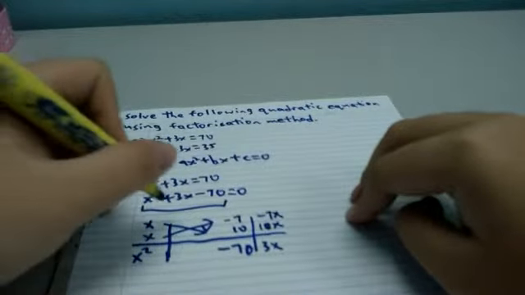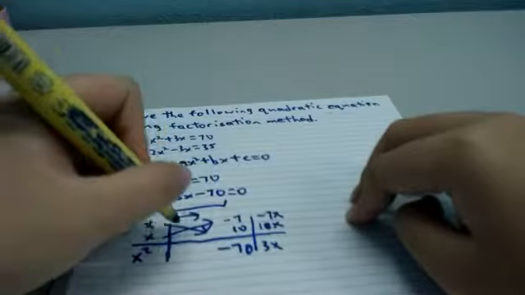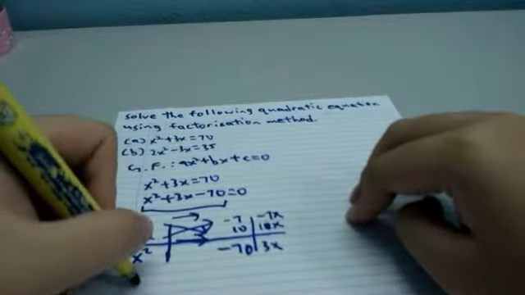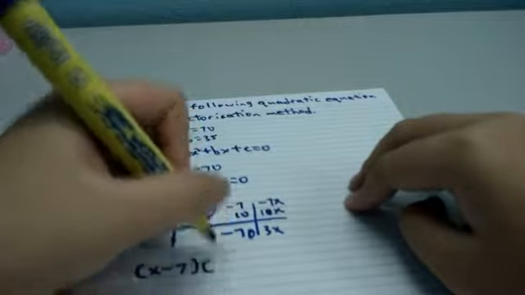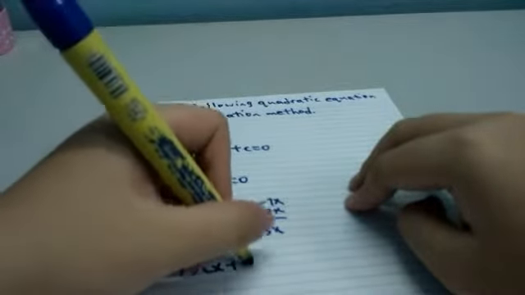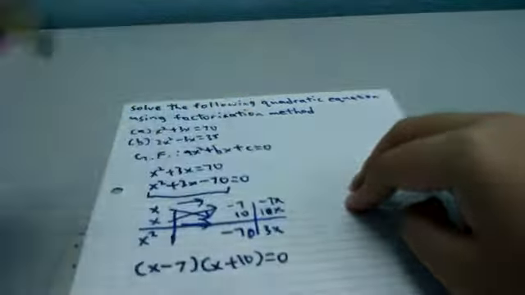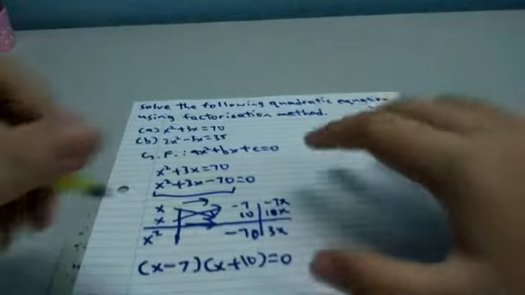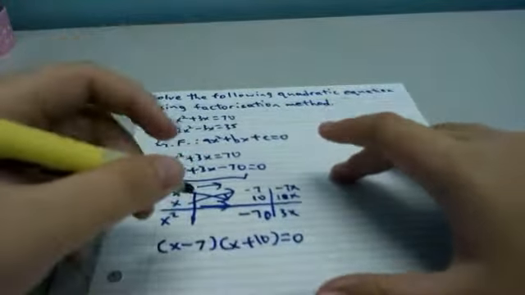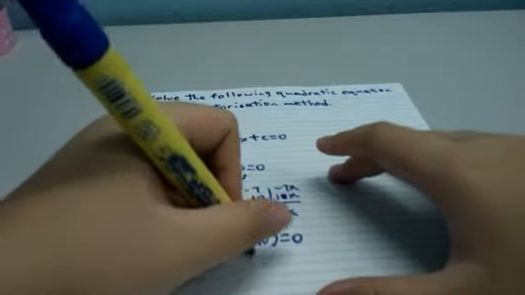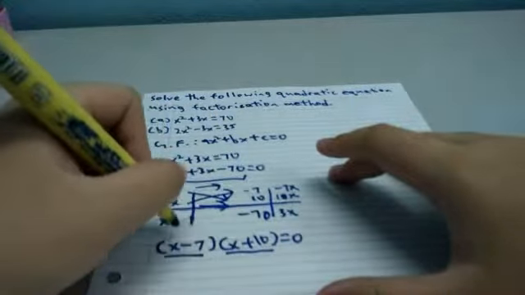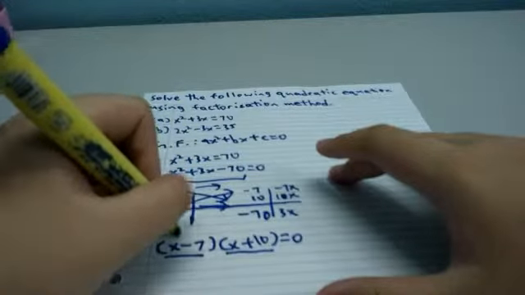So if we write down the expression, we need to write like this: x minus 7 times x plus 10 is equal to 0. Then we have two possible solutions, one is this and another one is this. So let's say we need to find the solution of this side of this equation.